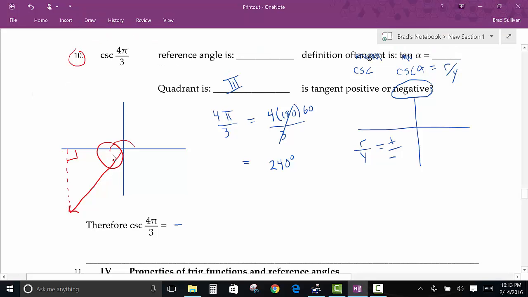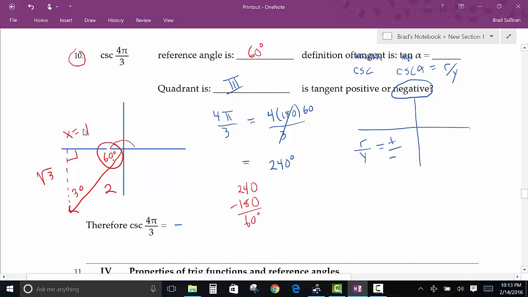That reference angle can be found by subtracting 240 minus 180. Okay, so we're going to go ahead and do that. We're going to take 240 minus 180, that's going to leave us with a 60-degree reference angle, okay? And notice that goes along with a special angle. So that's 60 degrees. That means this is a 30-60 right triangle. The sides go like this. The 1 goes opposite the 30. Square root of 3 goes opposite the 60, and that's a 2.